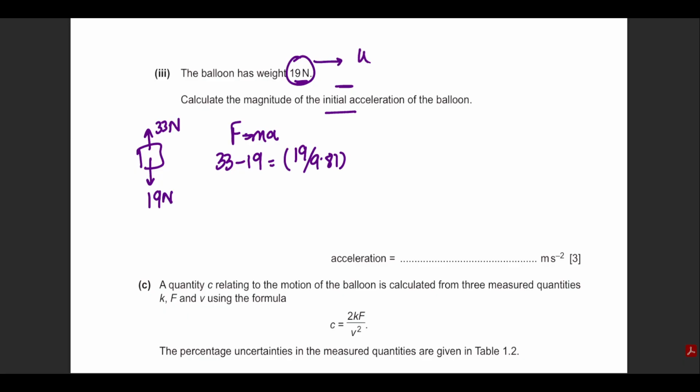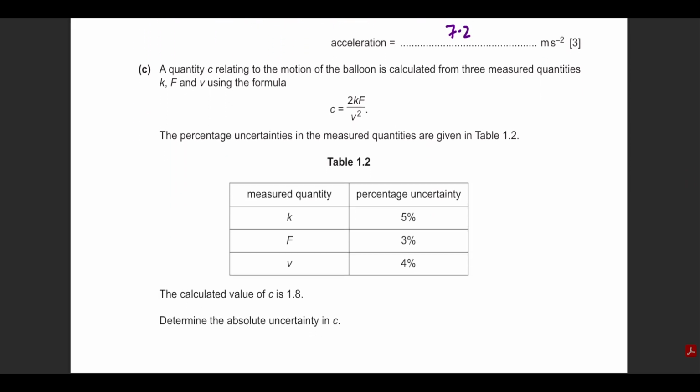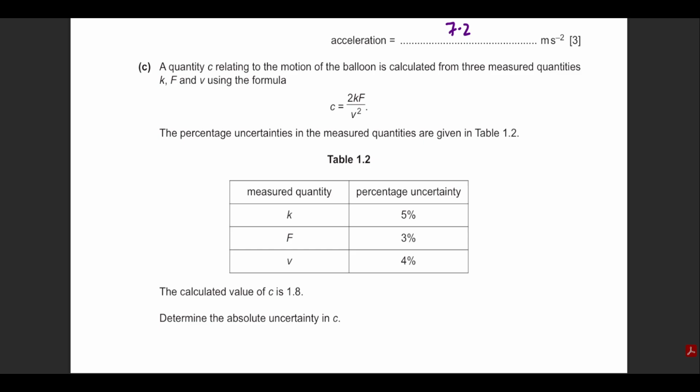We've done this by using the equation W equals mg. We want to find the mass. Weight 19 is given, g is 9.81. It goes there, it gets divided, so we're left with this. And then we have a. Your answer for a should be 7.22 meters per second squared, which is going to be here. Now, for the second part, part C, he says that we have a formula for C.